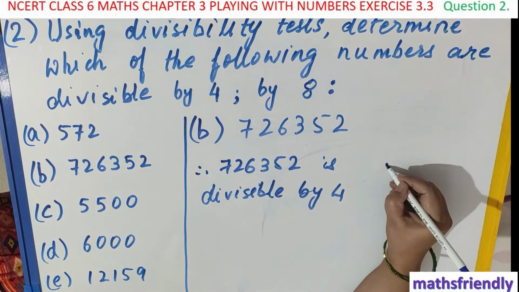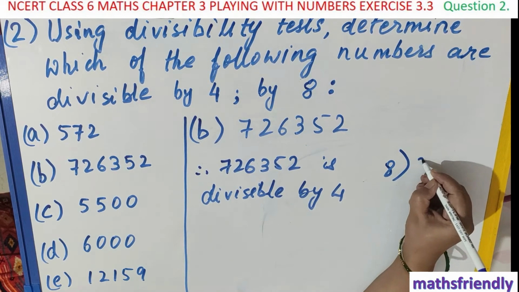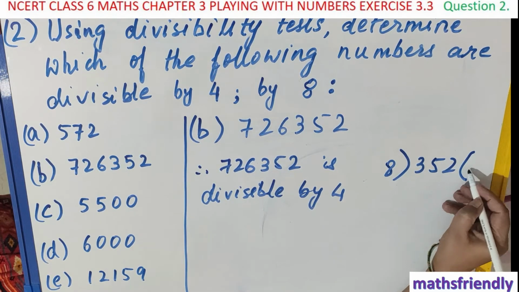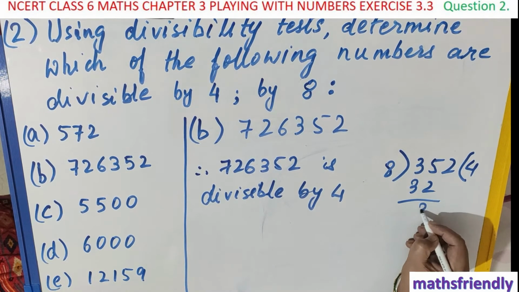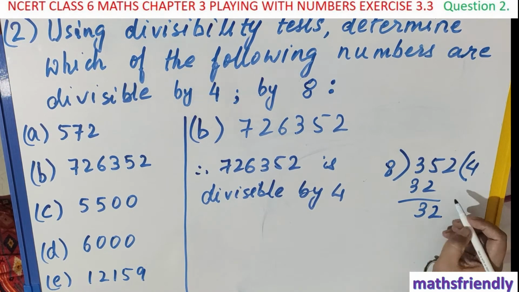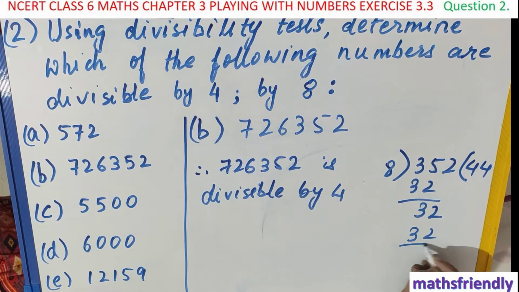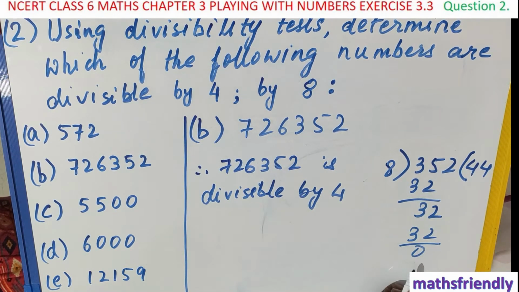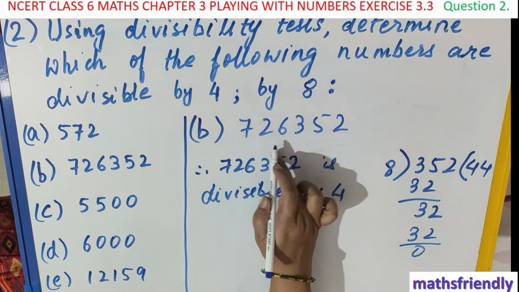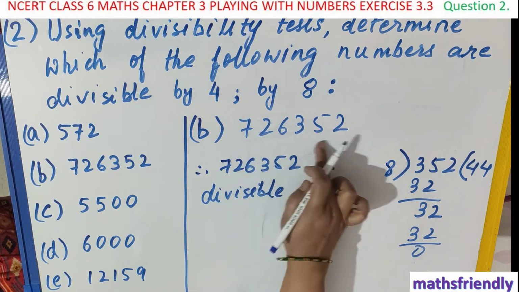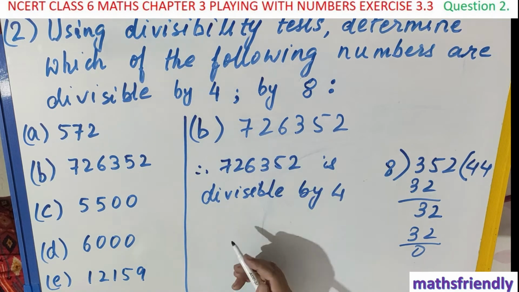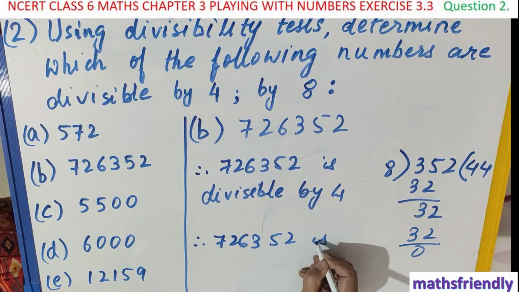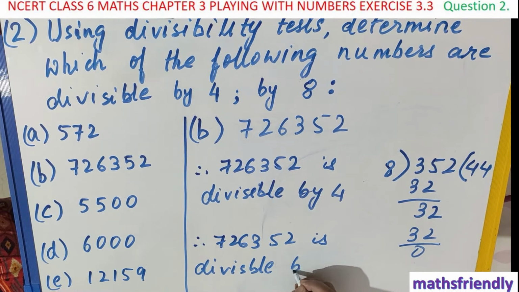Okay, so we will check 352, the last three digits, to see whether it is divisible by 8 or not. 8 4s are 32, 3 comes and then 2 comes down. So 8 4s are 32. The remainder is 0. It means this number 352 is divisible by 8 because we got the remainder 0. So we can say that this whole big number, a 6-digit number, is also divisible by 8. So what can we write? That 72652 is divisible by 8.